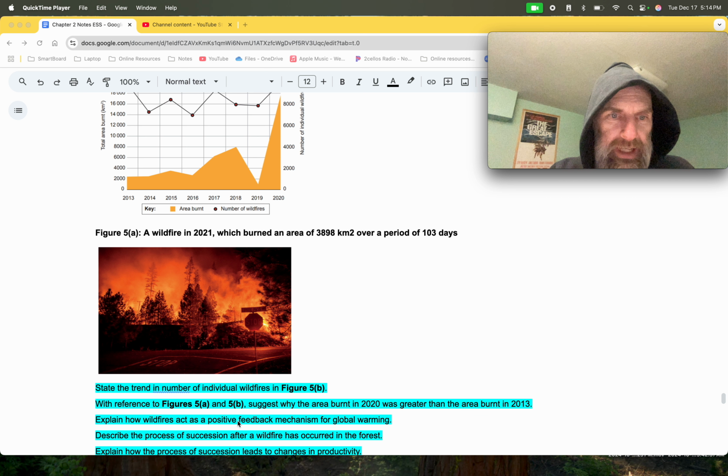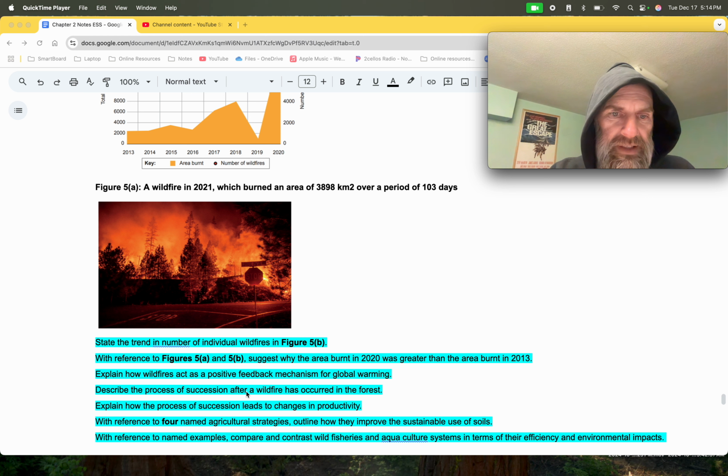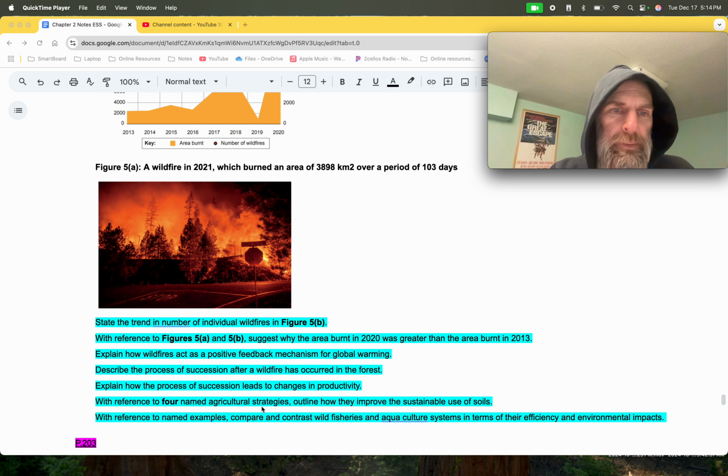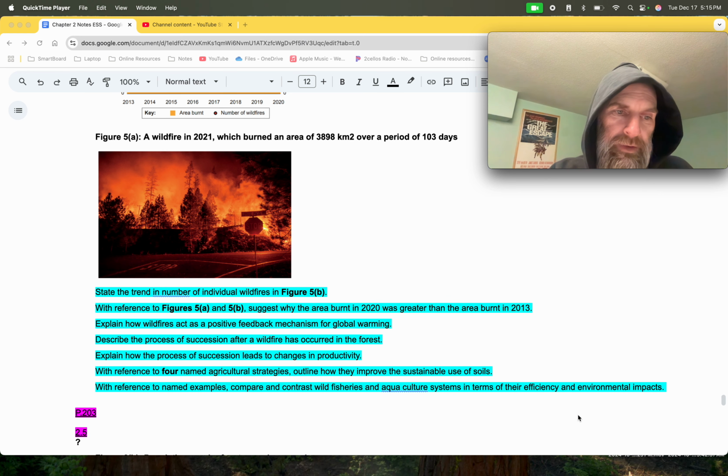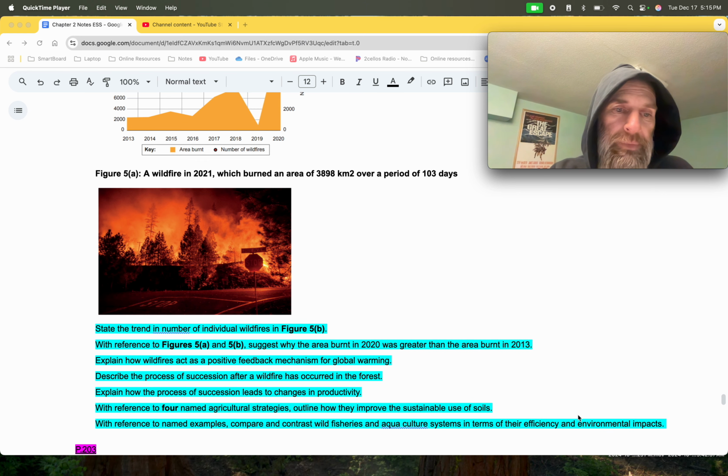Explain how wildfires act as a positive feedback mechanism for global warming. Describe the process of succession after a wildfire has occurred in the forest. Explain how the process of succession leads to changes in productivity. With reference to 4 named agricultural strategies, outline how they improve the sustainable use of soils. And with reference to named examples, compare and contrast wild fisheries and aquaculture systems in terms of their efficiency and environmental impacts. Yeah, and we're down to 2.5, so that's good.